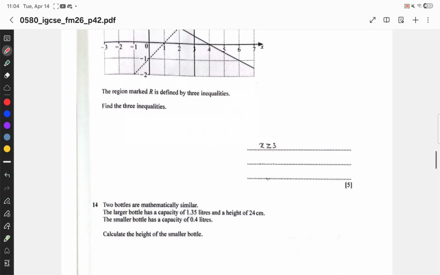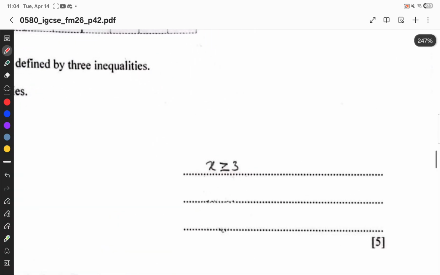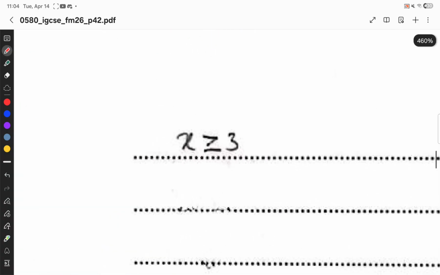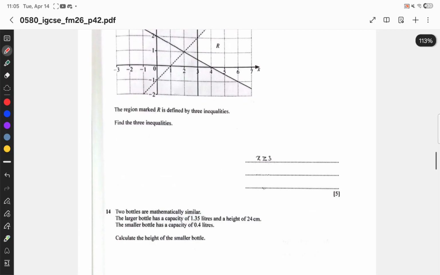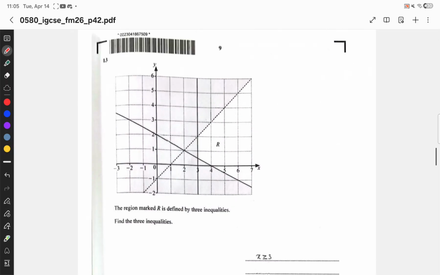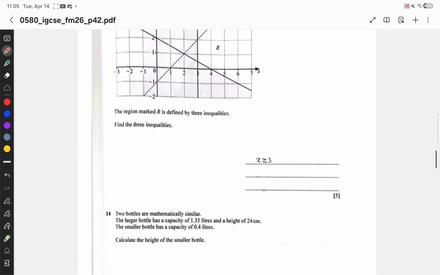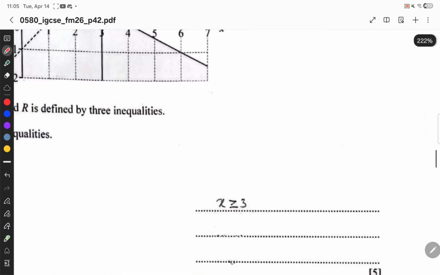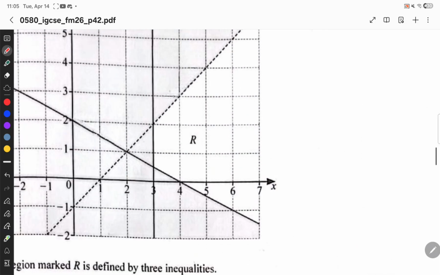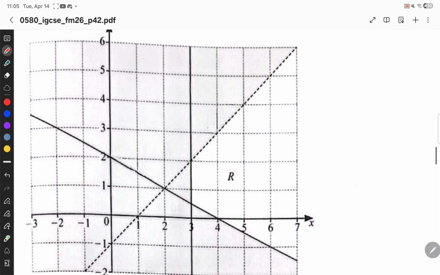Find the 3 inequalities. Hey, see, this is why I was saying in the first video that this is solved. This is a scam. I want my unsolved paper right now. This is cheating, dude. But let's not get ahead of ourselves.